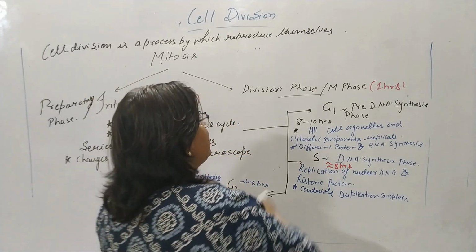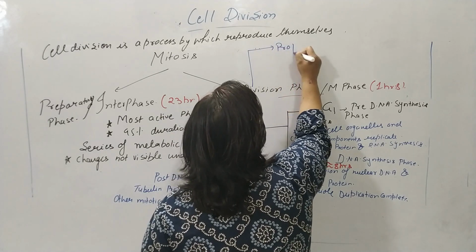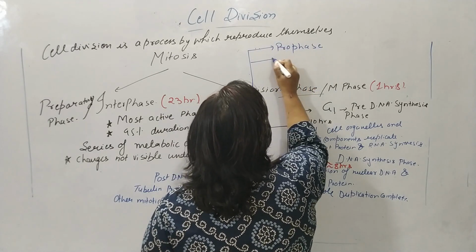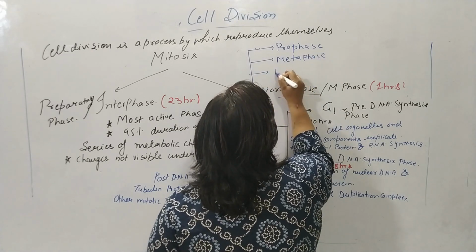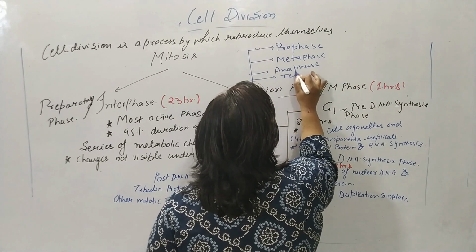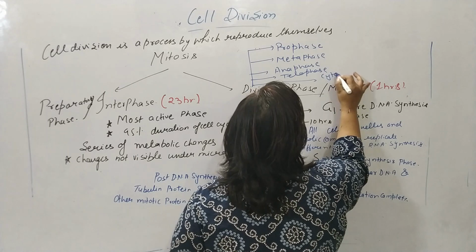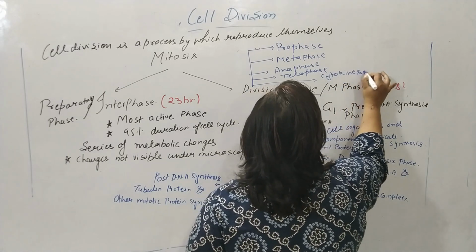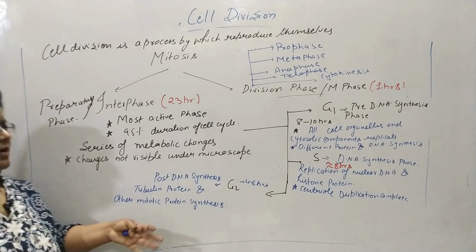In the division phase, the M phase, there are the phases prophase, metaphase, anaphase, telophase, and the last one, cytokinesis. Okay, so just take the screenshot rapidly.